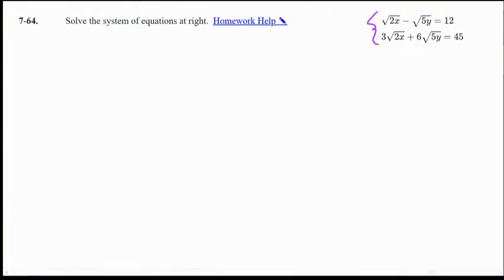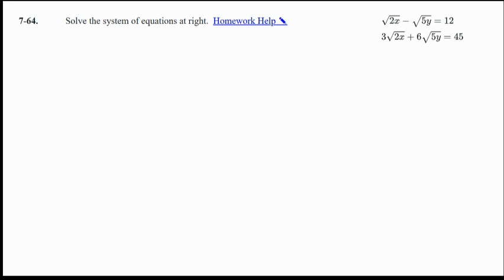Here we're asked to solve the systems of equations at the right. So in this case, we've got two equations that we're going to solve for x and y. Since we have two equations and two variables, we can do it, although it may be hard to see immediately what might need to be done here.